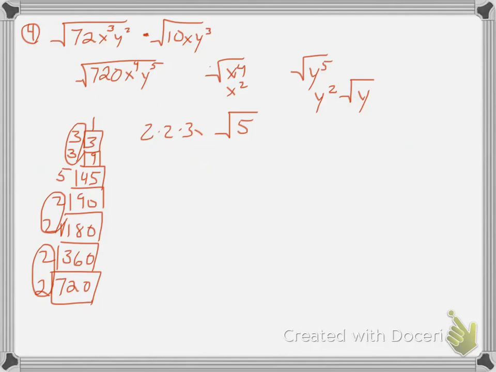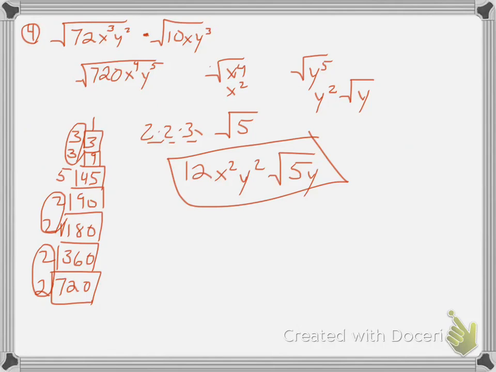So I'm going to put them all together. 2 times 2 times 3, that becomes 12. I have an x squared, a y squared on the outside. What's left on the inside of the radical? I have the 5 and the y. There's no x because the 2 went into 4 evenly. And that's my answer.